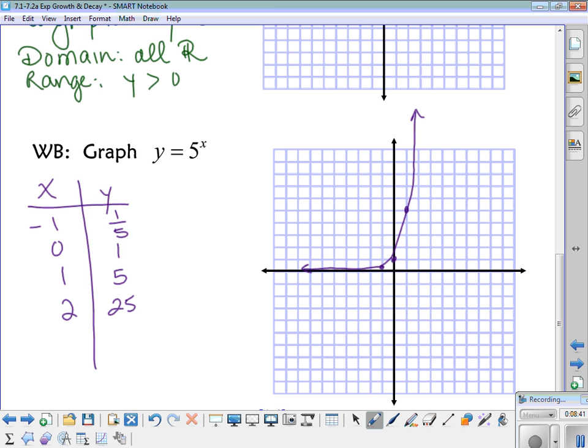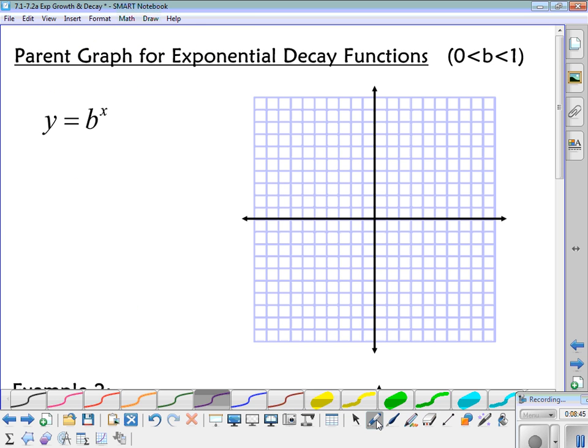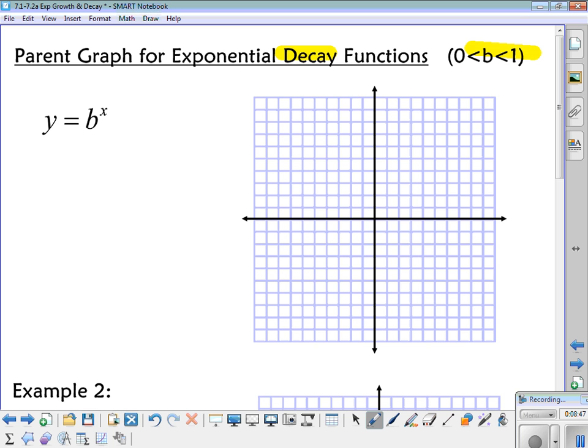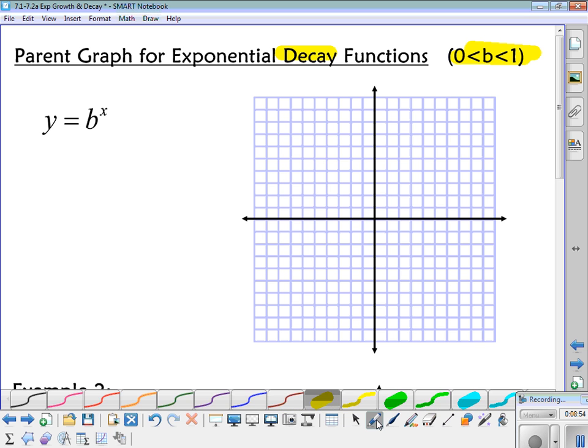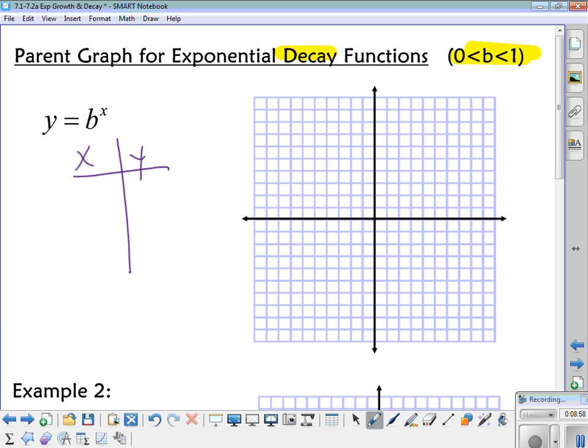Any questions? All right. Okay, so let's take a look at a decay function now. So now my b value is between 0 and 1. Those same 2 points are on the graph like when we did it generically. If I plug in a 0, it's 1. If I plug in a 1, it's b. It's just this time b is between 0 and 1. So when I go to graph it, it's somewhere between those 2 points.